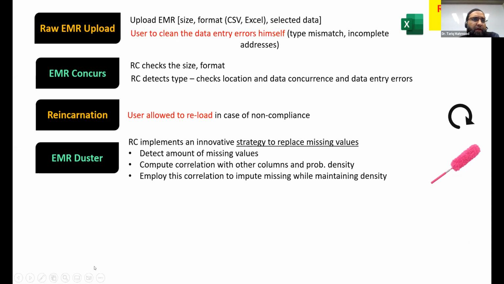And when that happens, typically the data does contain missing values, and we have enough proof of that by working with several hospitals. So we designed an innovative strategy to replace the missing values. First of all, we detect for each column how many values are missing. Then we compute the correlation of that column with a set of other columns. And also we compute the probability density of the column in which the values are missing, because all the numerical data typically follows a probability density. And then we employ this correlation and this density information to impute the missing values.